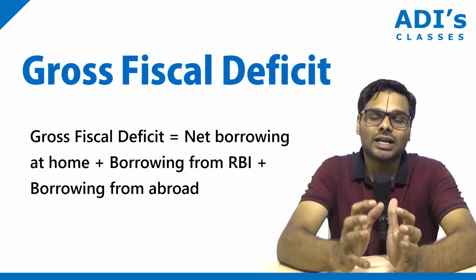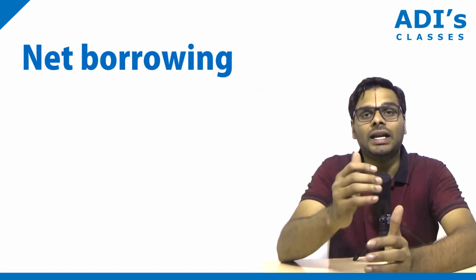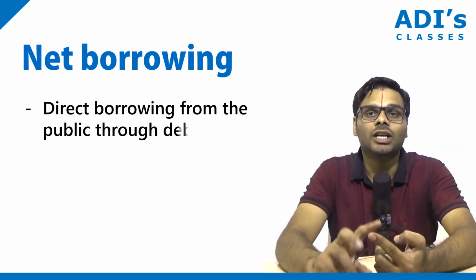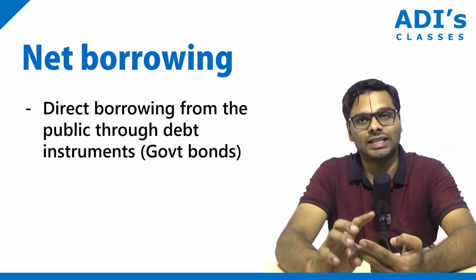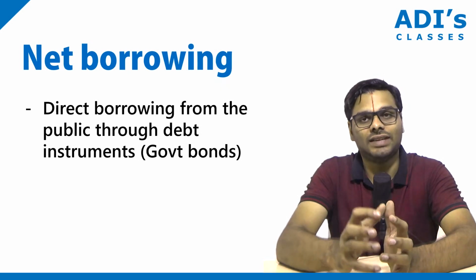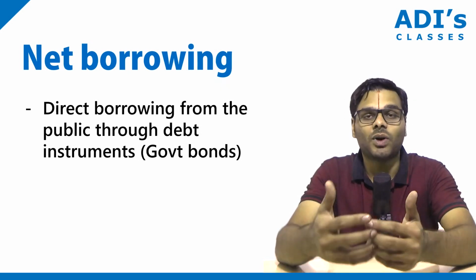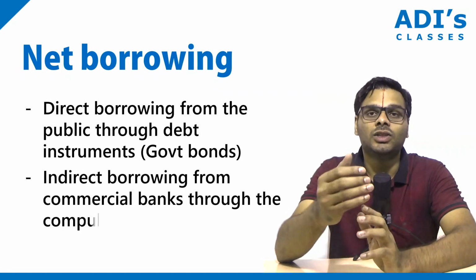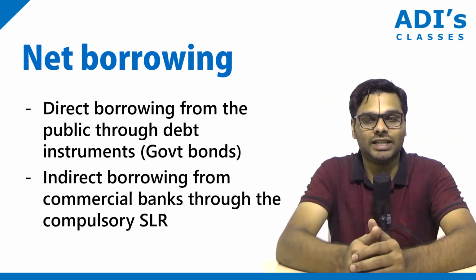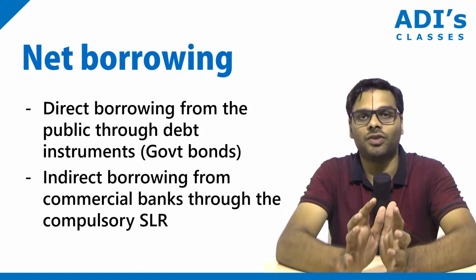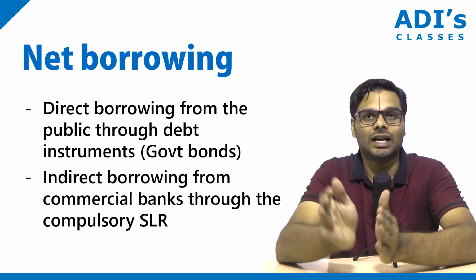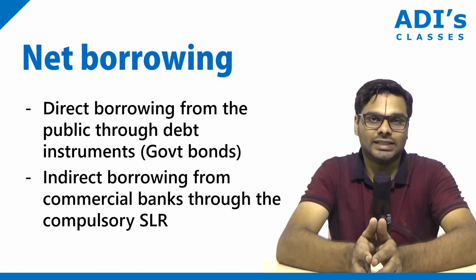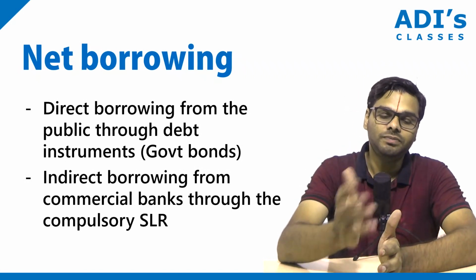Now, what are the components of each of these? For example, net borrowing at home includes direct borrowing from the public through debt instruments, for example, the various small saving schemes. This is direct borrowing from the public. It also includes indirect borrowing from commercial banks through the compulsory statutory liquidity ratio. Statutory liquidity ratio we have already spoken about, where banks are supposed to keep a part of their money in very liquid assets like government bonds or cash.